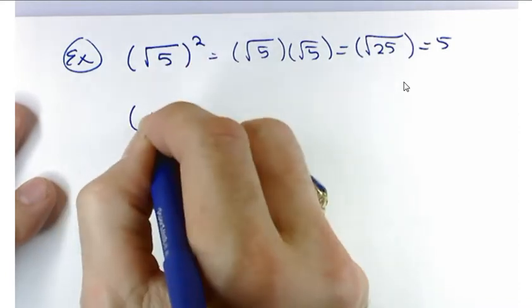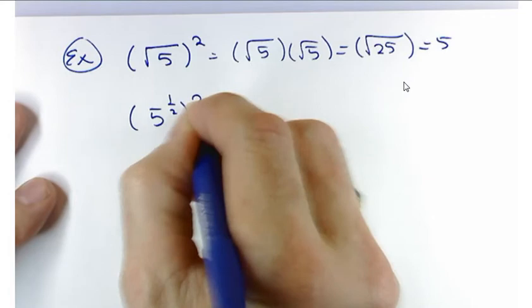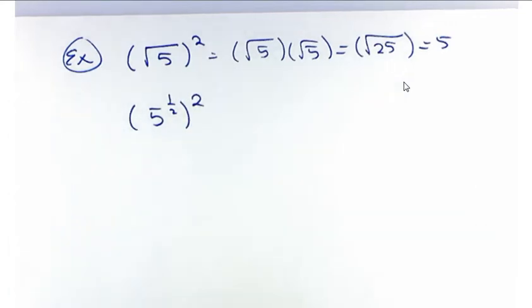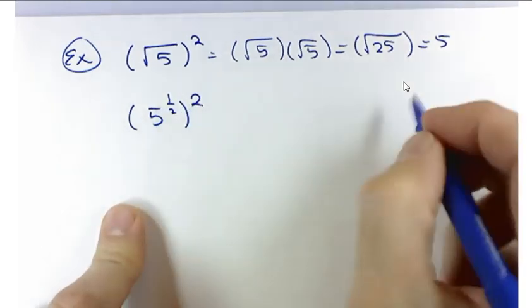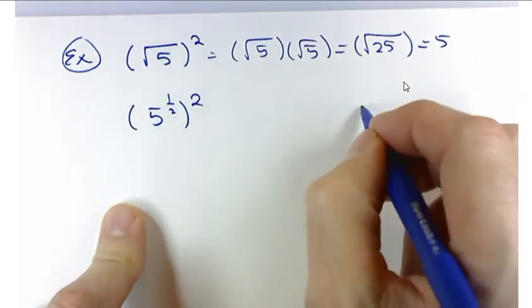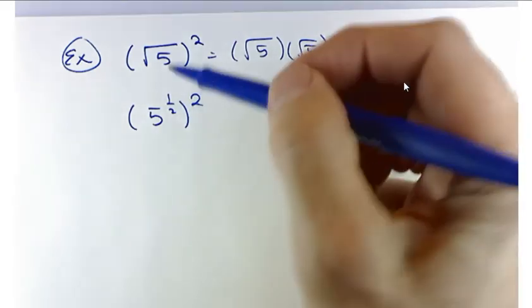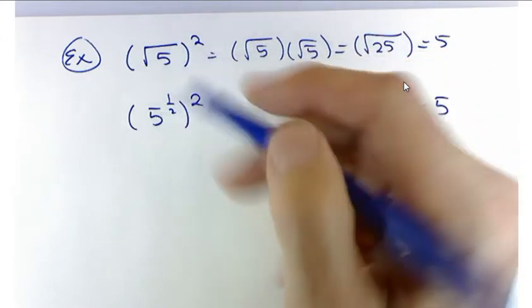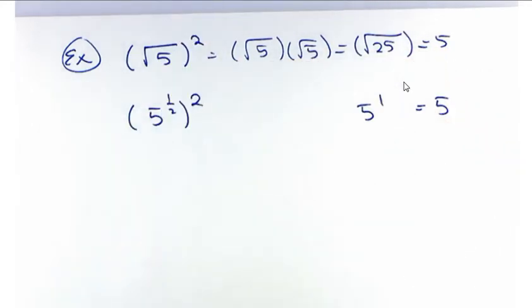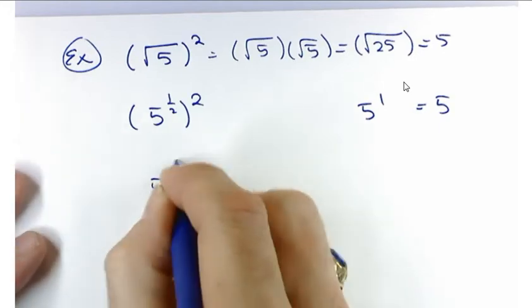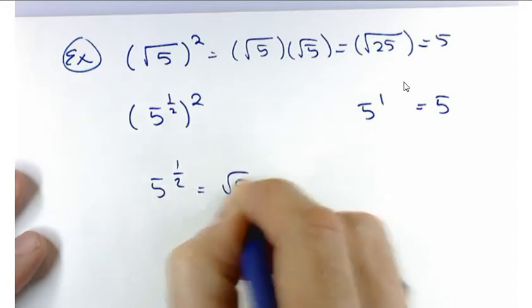But what if I write 5 to the 1/2 power and square that? By our rules with exponents, what we just finished doing, these multiply, right? So I'll get 5 to the first power, which is again 5. So somehow or another, the square root of 5 and 5 to the 1/2 power are essentially the same thing. They're just two different ways to write it. It's like 6 and half a dozen. They mean the same thing. So 5 to the 1/2 power equals the square root of 5.